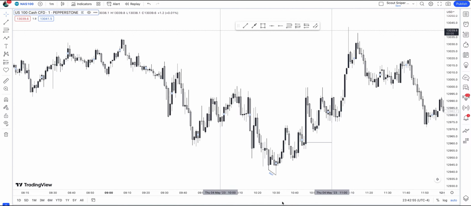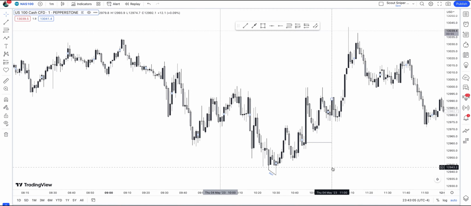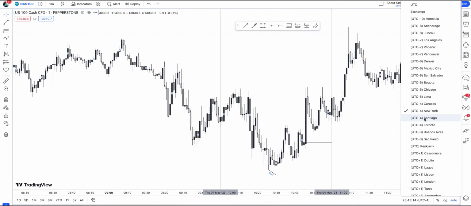Today we're going to be doing the ICT silver bullet trade. As you can see on this chart, I have taken the liberty to mark the intervals where you should be looking for the trade. It's between 10 and 11 New York time. On a TradingView chart, make sure your time is set to New York. If you can convert time, you can still use yours, but make sure that it is in line with New York time.